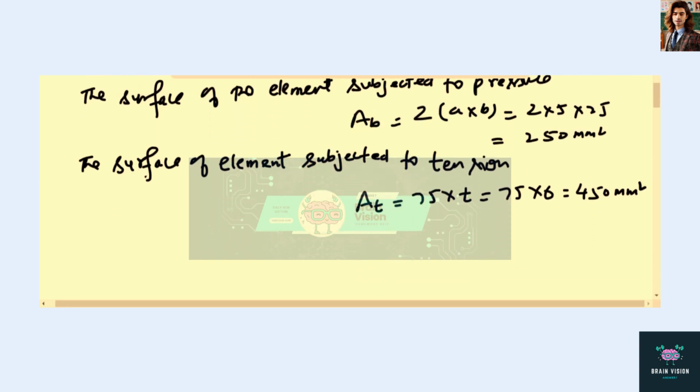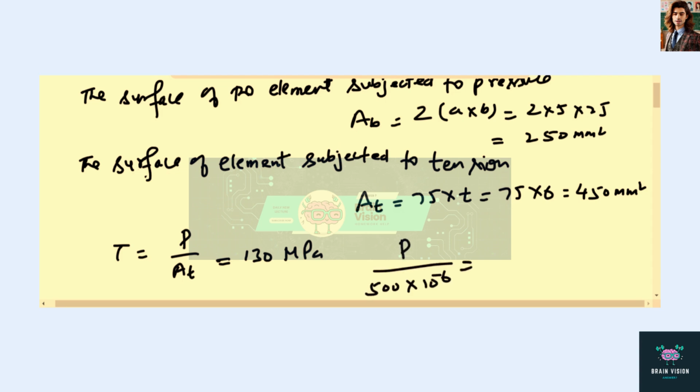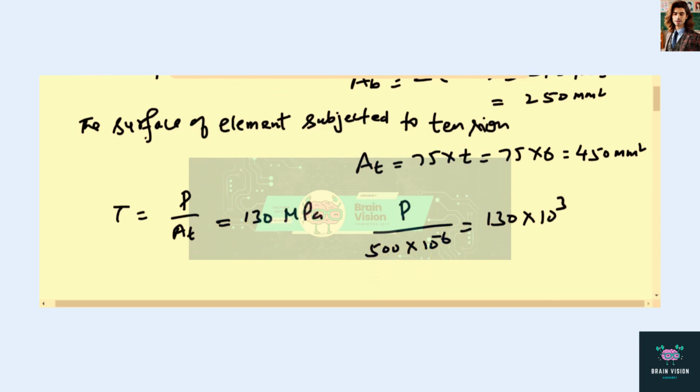Shear stress is defined as force upon surface area, and it is given 130 megapascal. P upon 500 into 10 to the power minus 6 equals 130 into 10 to the power 3. So P is equal to 65 kilonewton.